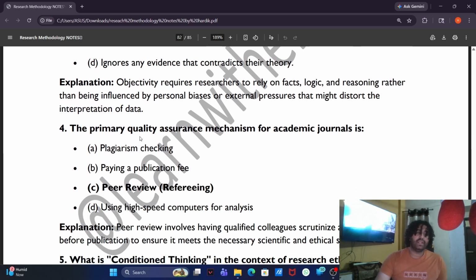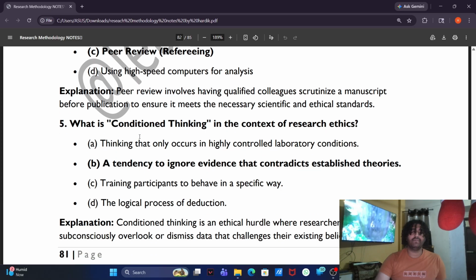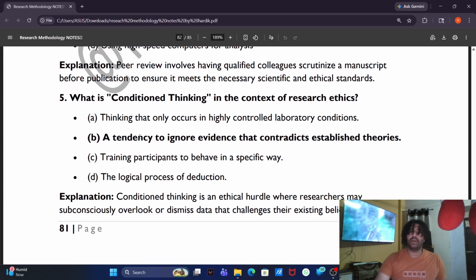The primary quality assurance mechanism for academic journals is peer review. Peer review involves having qualified colleagues scrutinize a manuscript before publication to ensure it meets the necessary scientific and ethical standards. What is conditioned thinking? In the context of research ethics, a tendency to ignore evidence that contradicts established theories. Explanation: conditioned thinking is an ethical hurdle where researchers may subconsciously overlook or dismiss data that challenges their existing beliefs or theories.